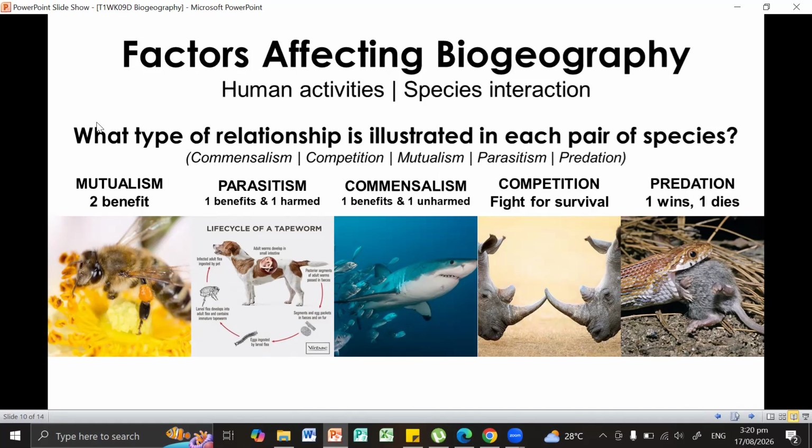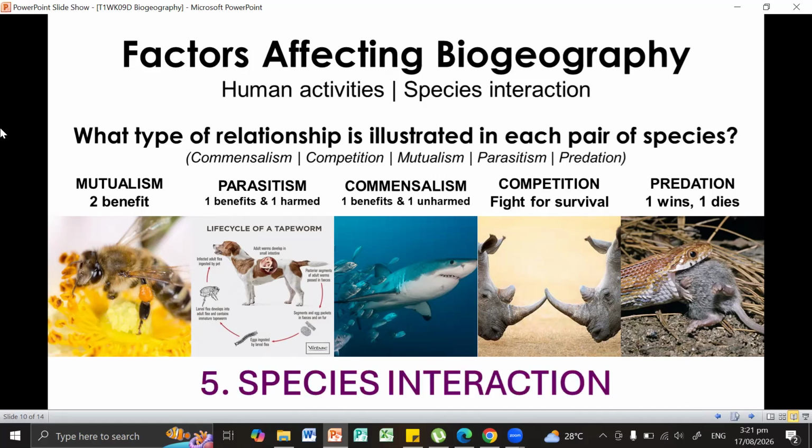Okay, next is predation. So you have a snake swallowing a rat, or probably before it swallowed, it was, kumbaga, nalabasan ng kamandag, or venom. So in predation, one of them wins, which is the snake, and one of them dies, which is the rat. And of the five relationships here, all of them exemplify species interaction as the factor affecting biogeography.